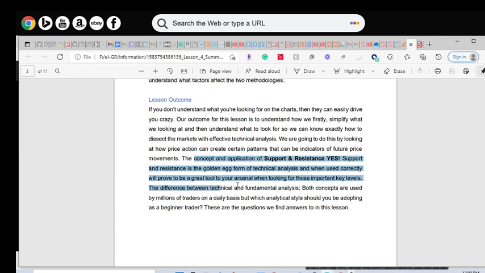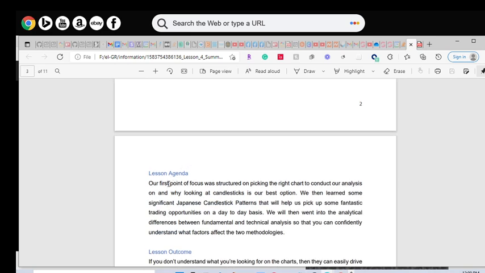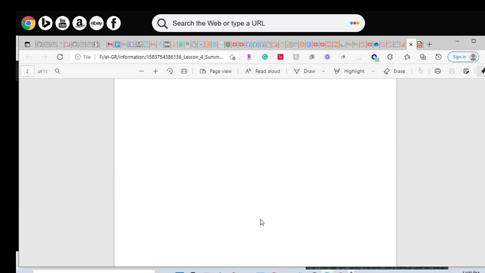So there are different technical and fundamental analyses used by traders. Which analysis should be adopted by beginner traders? The lesson is, we're learning some signal Japanese candlestick patterns that will help us pick up some fantastic trading opportunities on a day-to-day basis, and understand what factors affect those two methodologies.